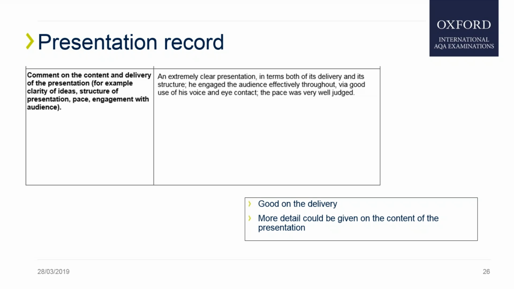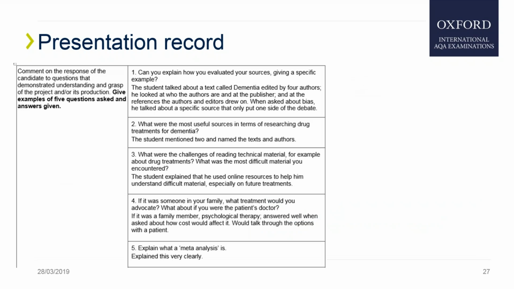So the key thing here is make sure you say something in detail on the content and something in detail on the delivery. Then the other part is where the supervisor records the Q&A, and there's a space there for 5 questions. And please do include 5 questions. That should be what you aim to do. If you include more, that's fine, and you can use extra sheets and so on. But given there's only 10 minutes for the questions, that's only 2 minutes per question, which isn't a huge amount if the questions are particularly good.